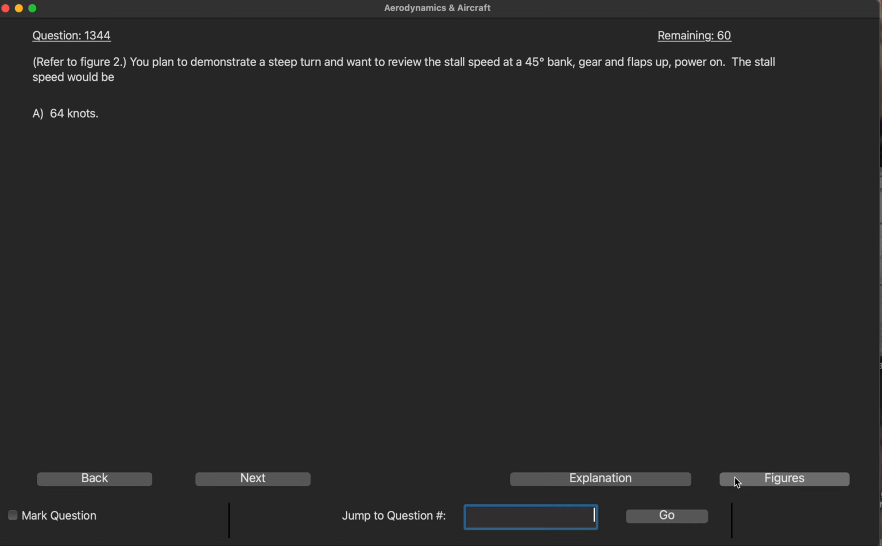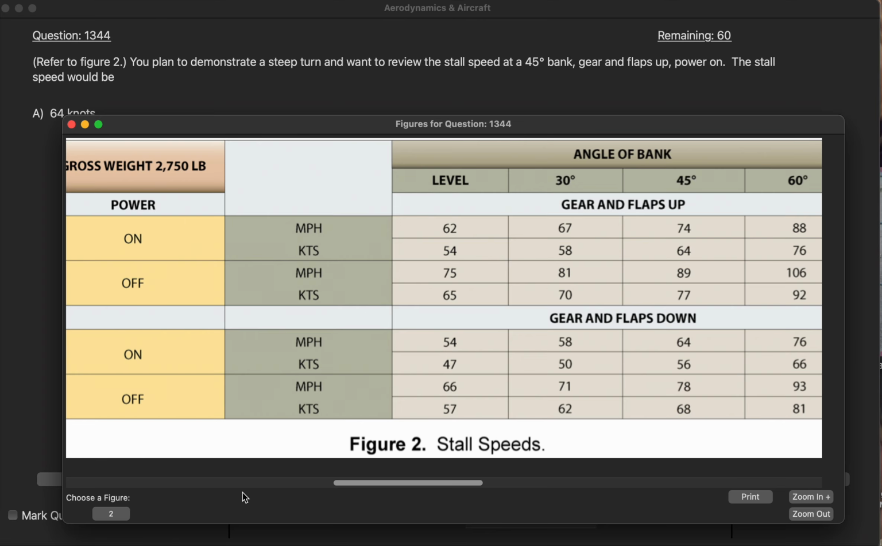Refer to Figure 2. We demonstrate steep turns and want to review the stall speed at a 45-degree bank, gear and flaps up, power on. The stall speed would be 64 knots.